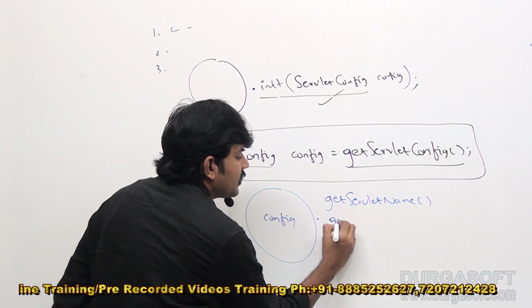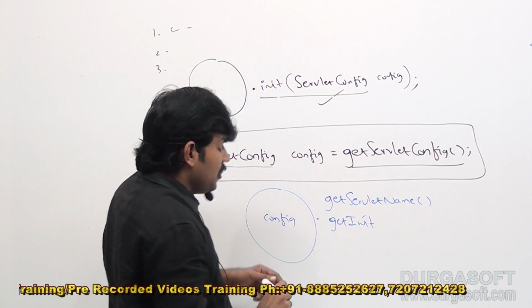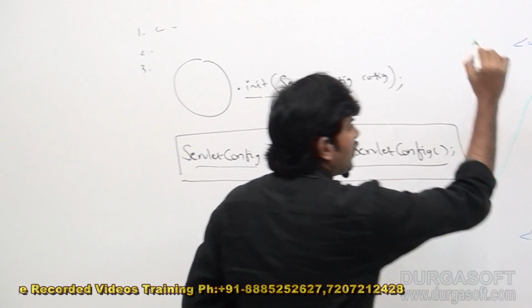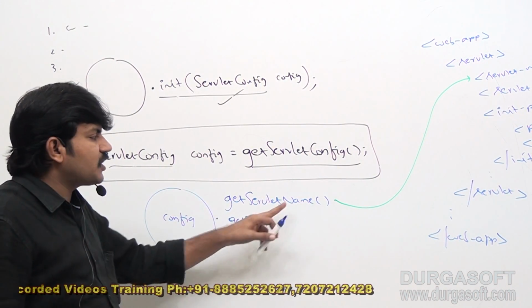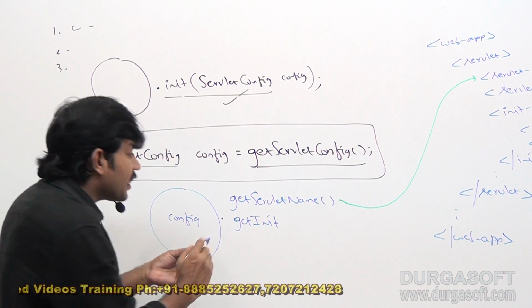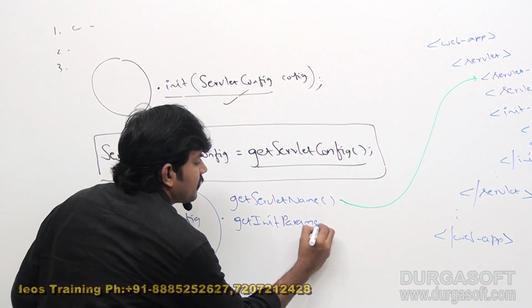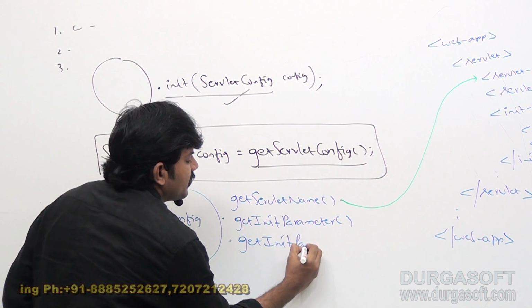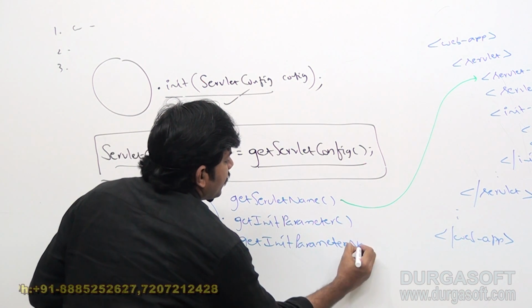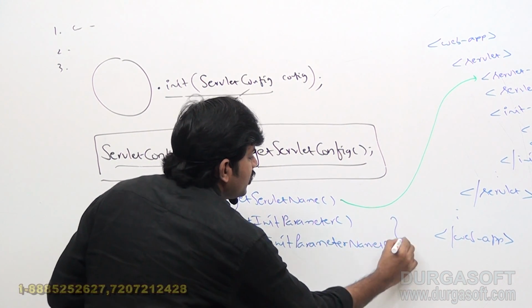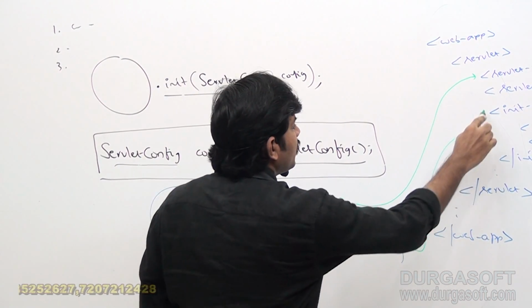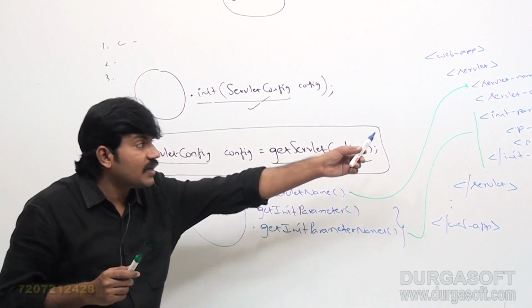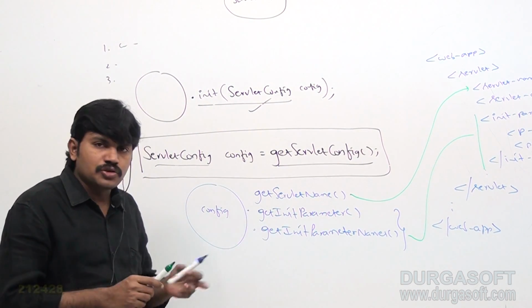Second method, getInitParameter. Sir, this servlet name is nothing but the logical name of the servlet. Servlet name itself is nothing but what? Logical name of the servlet. Next, getInitParameter, getInitParameterNames. These 2 methods talk about initialization parameters. Regarding servlet initialization parameters, how can I access those values? By using these 2 methods, right?